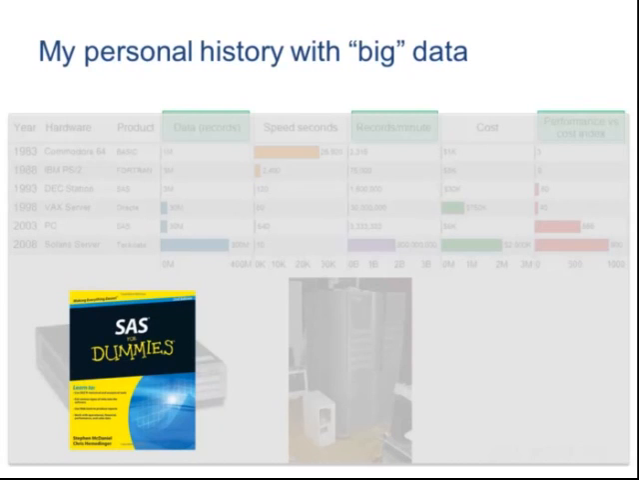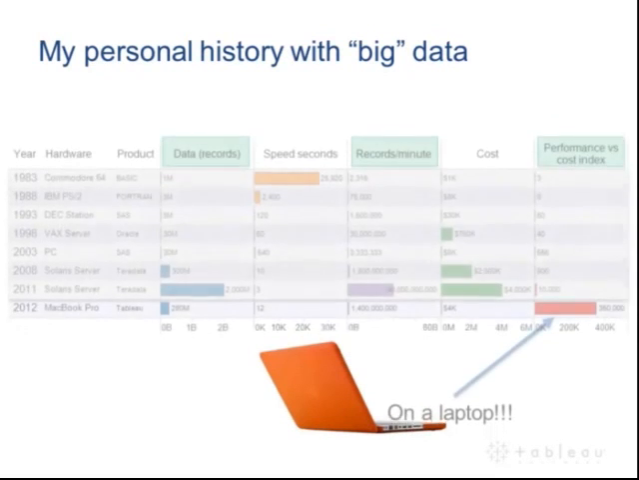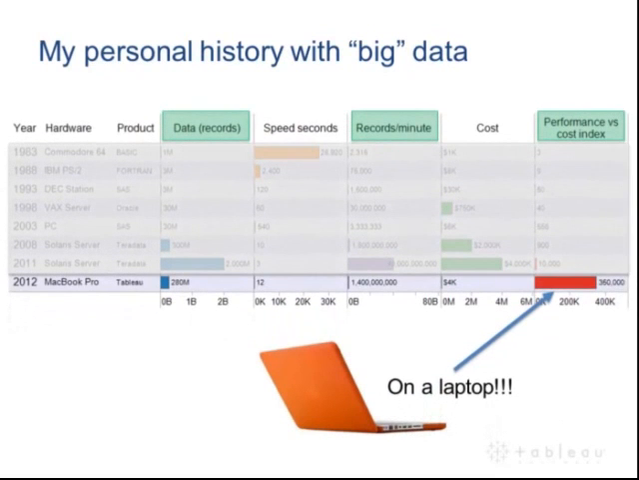Well, what I want to talk to you about in part 3 of this presentation and part 2 as well is my latest experiences with big data here on my MacBook Pro. I find this absolutely incredible. I mean, each decade I was talking about a 10x improvement, right? The Commodore and the IBM to the DEC stations. This is performance against cost. Like how much was I getting for my dollar?